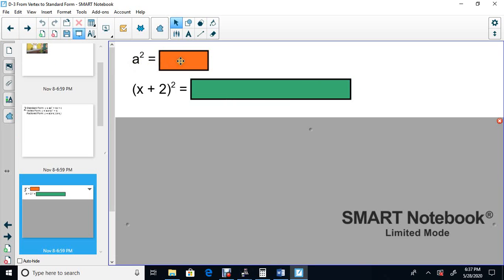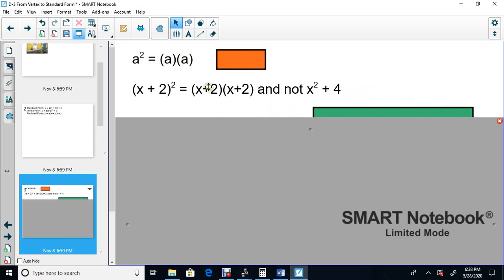A squared, what does that mean? It means it's a times a. So if it's (x plus 2) squared, it means it's (x plus 2) times (x plus 2), and not x squared plus 4. It's different. So don't write this. Make sure you put x plus 2 and x plus 2 when you do it.